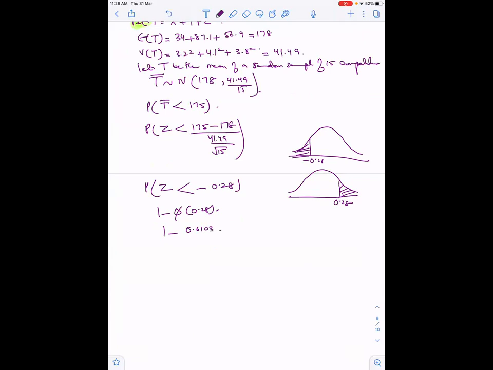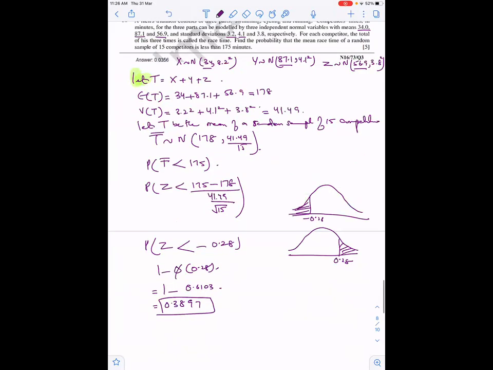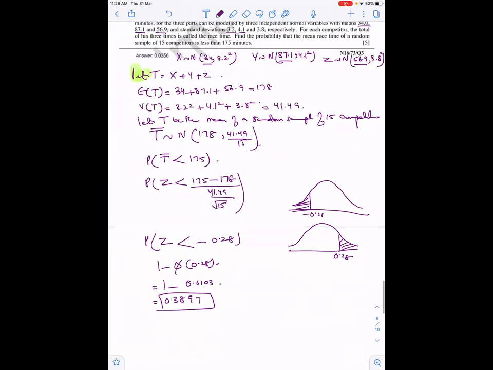6103, yeah. Okay, this answer is 0.3897. This was the first part. No, this was just one part only, 0.0356.